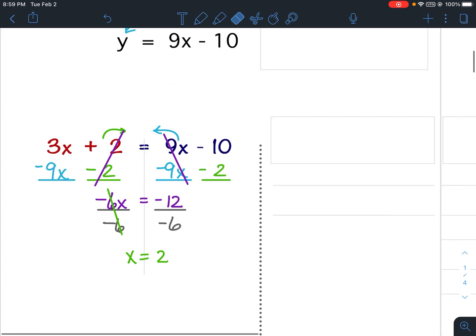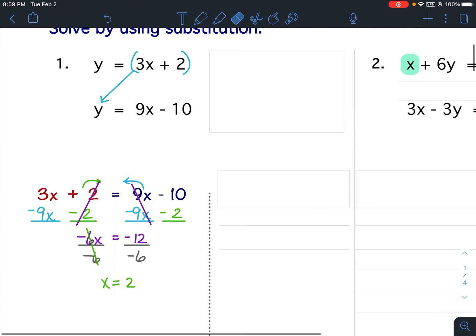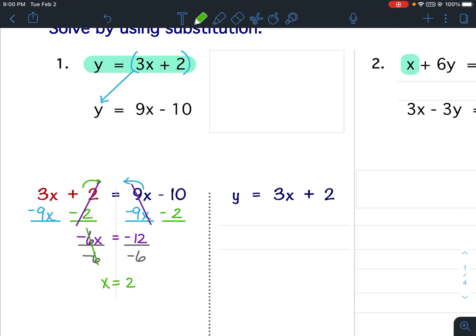All right, now that I've solved for one of the variables, since I solved for x, I now need to solve for y. So what I'm going to do is I'm going to go back to this original equation right here. So I'm going to take the y equals 3x plus 2. And I'm going to take the 2 and substitute it in for the x. So I just rewrote the equation that I have highlighted up here down here.